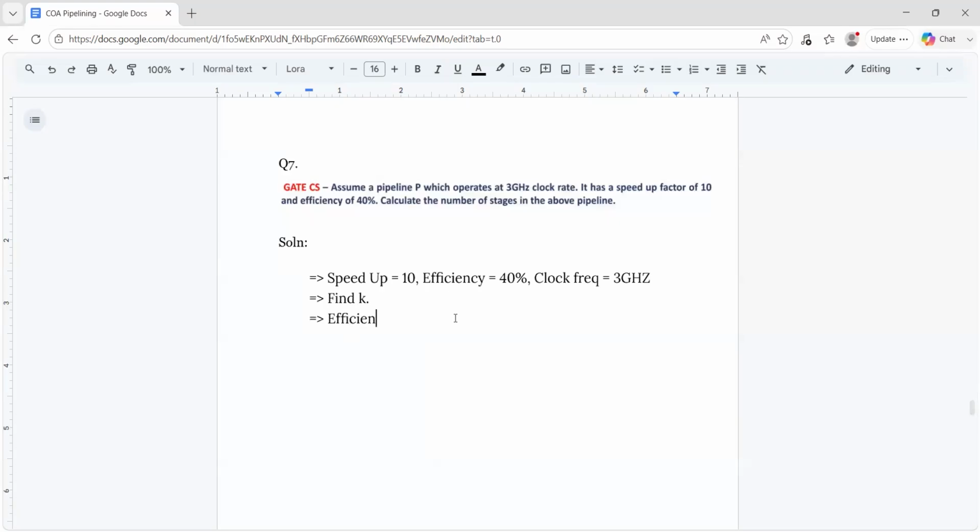So efficiency is 40%, which can be written as efficiency equal to 0.4. Just recalling, the speed up would be the time of non-pipeline by time of pipeline, while in the case of efficiency, it is speed up by K. So the formula for efficiency is equal to speed up by K. Once we get this formula, it is almost easy to solve. K is equal to speed up by efficiency.